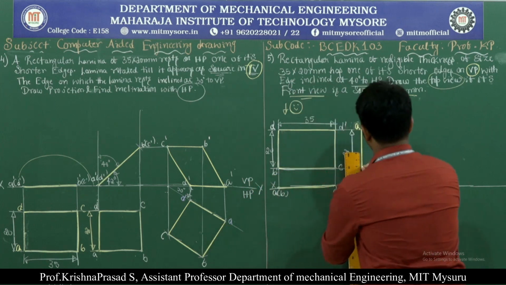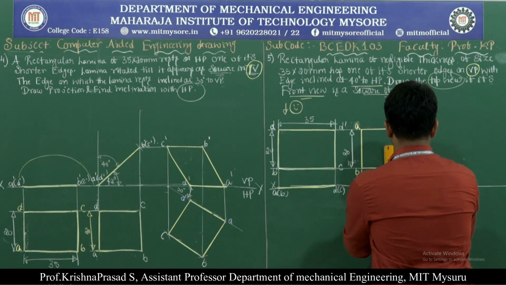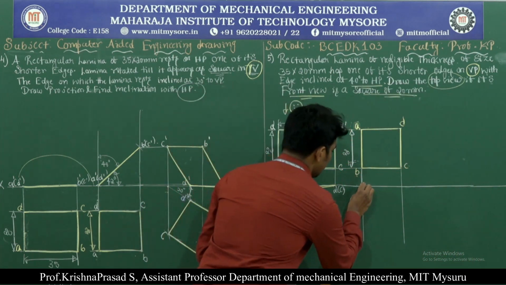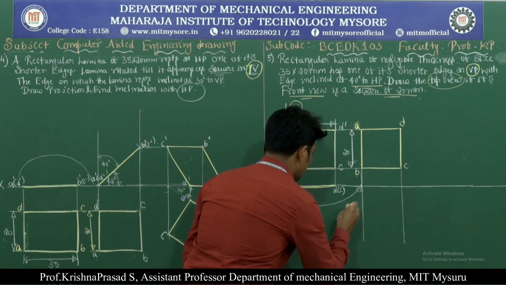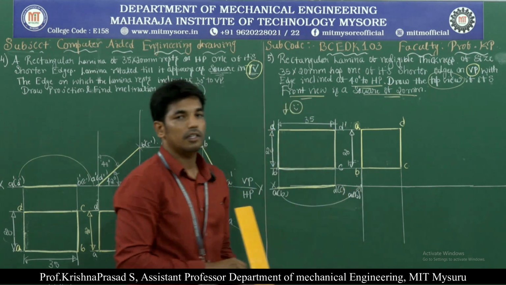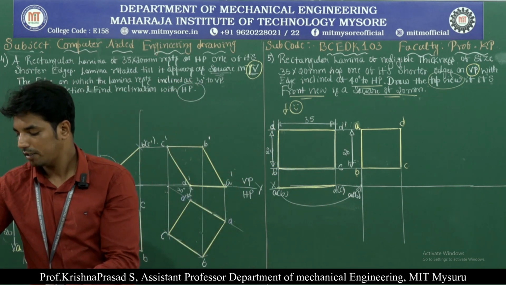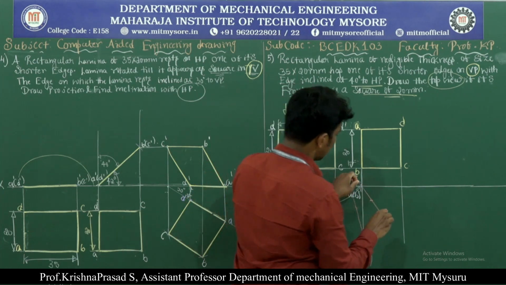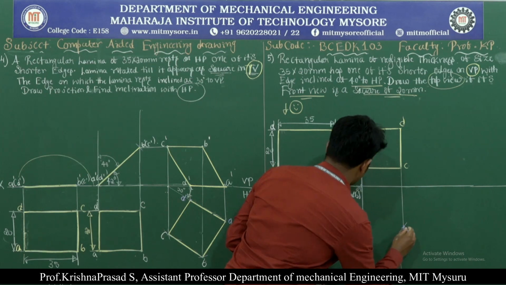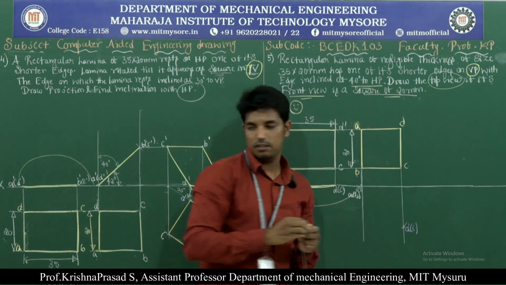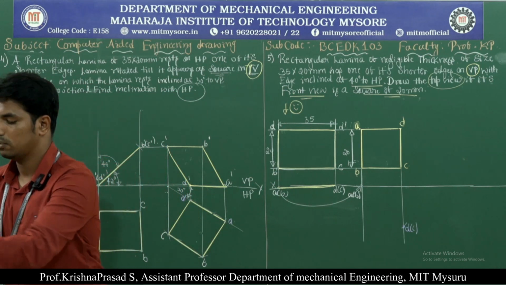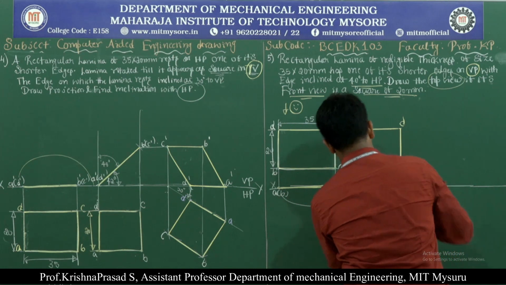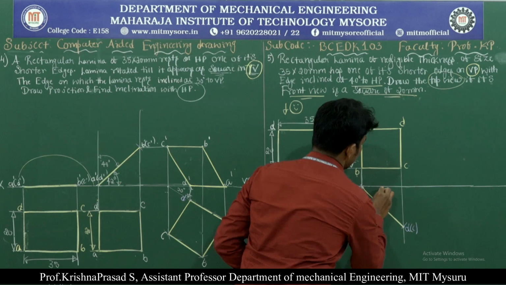In order to find out the inclination with respect to VP, project it to the top view. The same point we need to keep here. This is called A in bracket B. Then to get the point D, C, take the distance here, keep the compass here and note down the point. So this is called D in bracket C. Now join the line and note down the inclination.